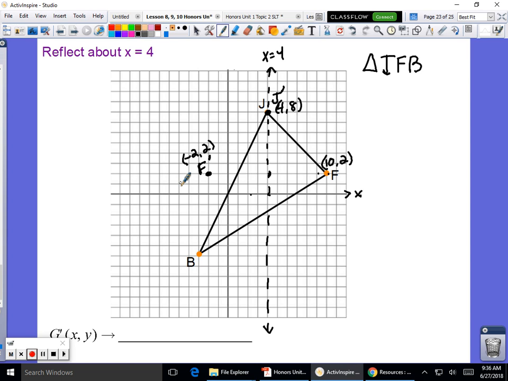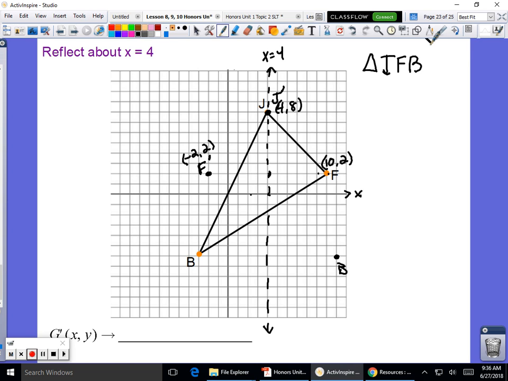And the last one, 1, 2, 3, 4, 5, 6, 7. This point is 7 to the left of this line. So when I reflect it, it's going to be 7 to the right. 1, 2, 3, 4, 5, 6, 7. And that is my location for point B.